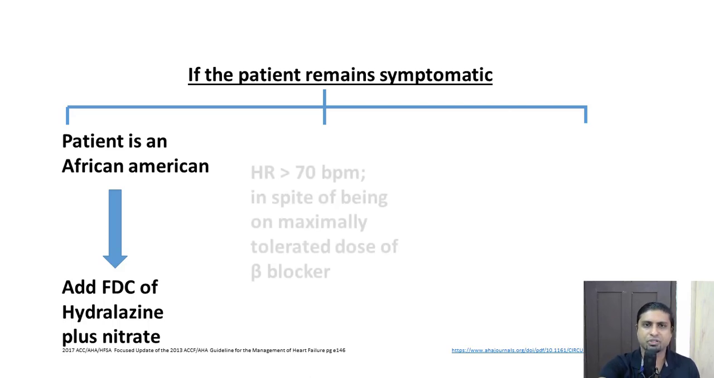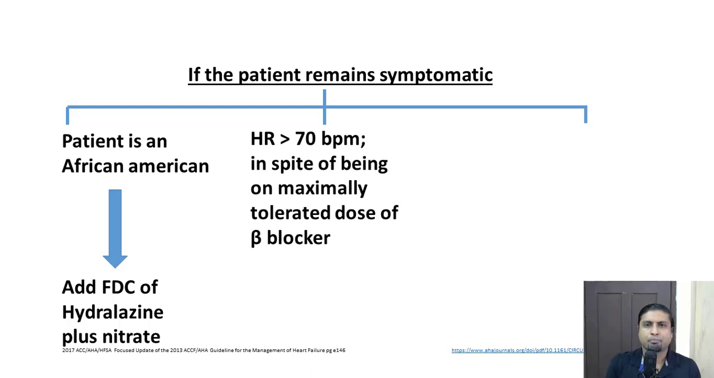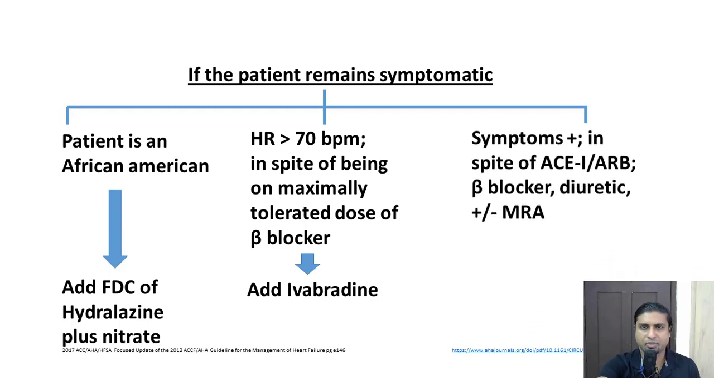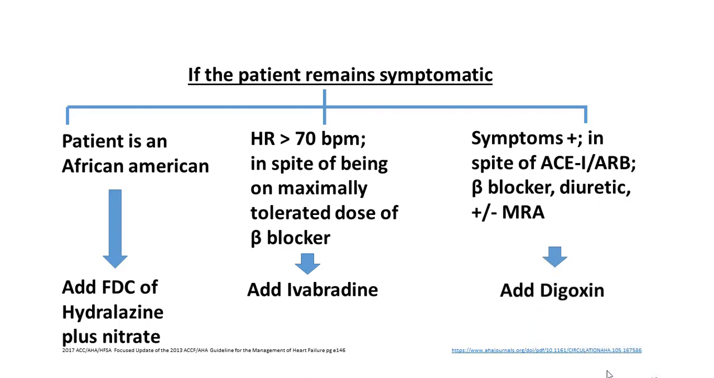If in spite of the previous treatment we find that the patient remains symptomatic with a heart rate of more than 70 in spite of being on maximally tolerated dose of beta blocker, we may add a drug known as ivabradine. Again, if the patient remains symptomatic in spite of treatment with an ACE inhibitor or ARB, beta blocker, a loop diuretic and a mineralocorticoid receptor antagonist, patient still remains symptomatic, then it's probably time to consider the addition of digoxin.